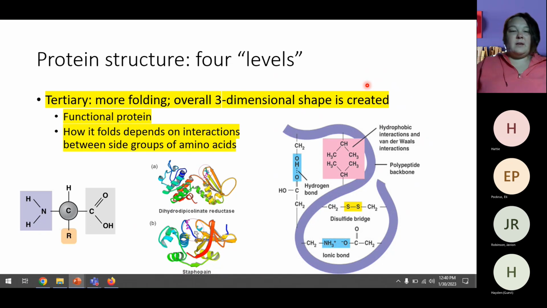How it folds depends on the interactions between the side groups of amino acids. So here, I don't have the amino acids memorized, but I do know that this one is cysteine. So we've got cysteine right here on this side, CH2 bonded to S. And then on this side of the polypeptide, we have another cysteine, CH2 bonded to S. Now, those R groups, those S's, are going to interact with one another, and that causes the whole polypeptide to bend around in this bendy shape.